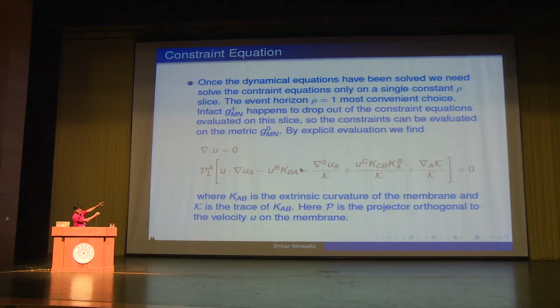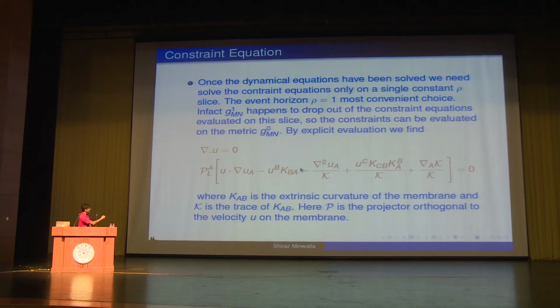The constraint equations give us a constraint on the starting point of the solution of this whole process. And it turns out to give you these equations. It recovers the equation del dot u is equal to 0 that we started with, and then gives you another equation of motion that constrains the shape of the membrane and the velocity field of the membrane.